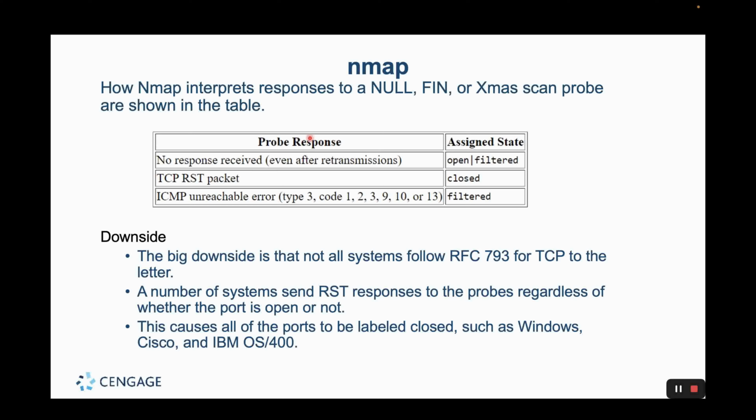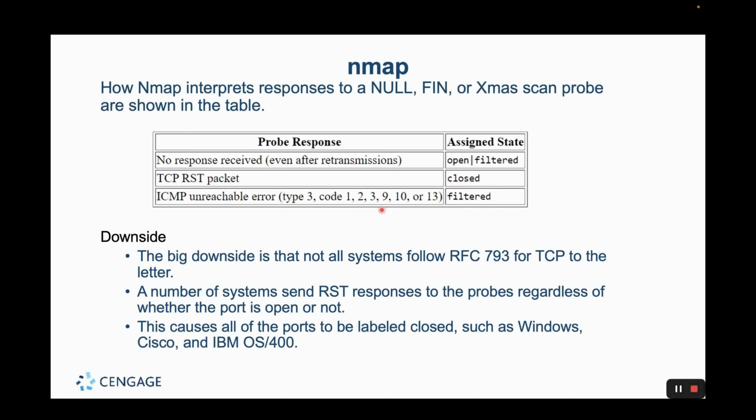Now let's look at how Nmap reports those types of scans. If you see in the output, open|filtered means no response received, even after retransmissions. If you see closed, it means a TCP reset packet was received. If you see filtered, it means that you receive an ICMP unreachable error, type 3, and the code can be any one of these here.